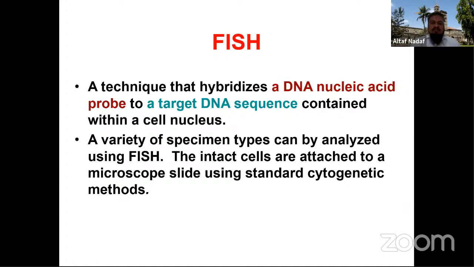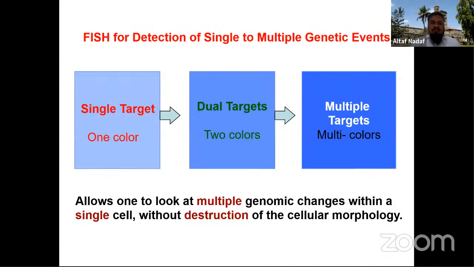First, we'll discuss the FISH technique. This technique hybridizes a DNA nucleic acid probe to a target DNA sequence contained within the cell nucleus. You can analyze a variety of specimens using FISH. Intact cells are attached to a microscope slide using standard cytogenetic methods. Another interesting part of this technique is that it can detect a single target, two targets, or multiple targets at a time.